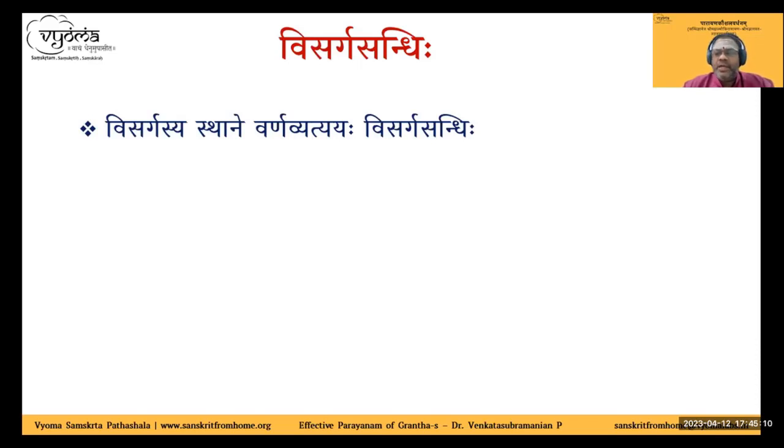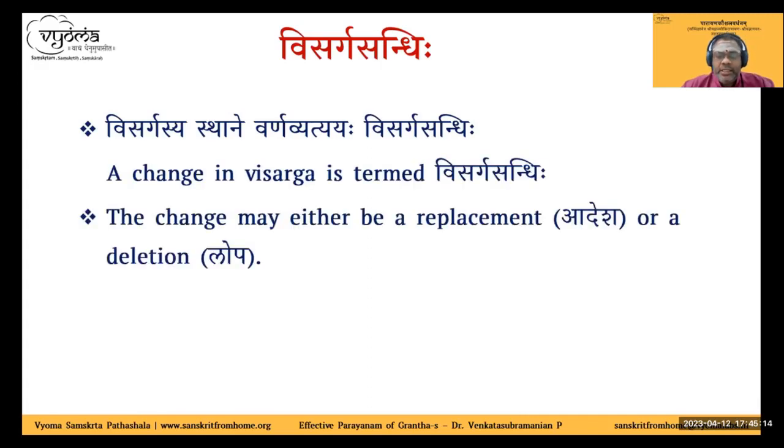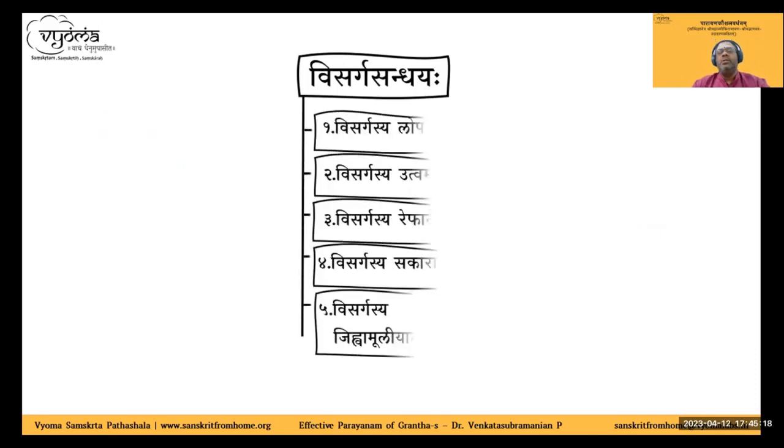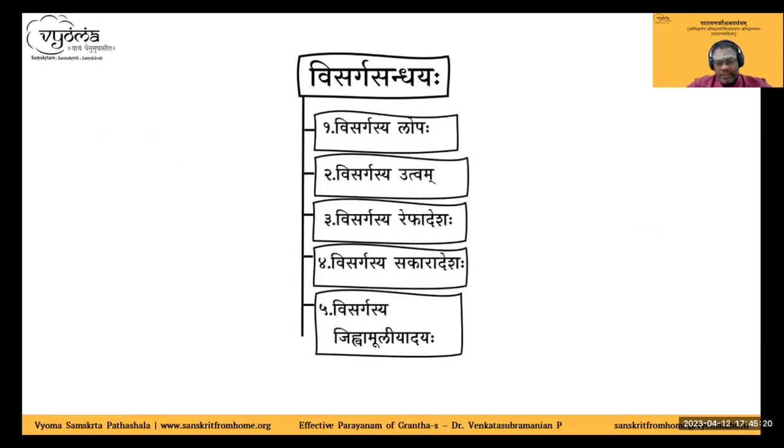Visargasya sthane varnavyatyayah visarga sandhi. A change in the visarga. The change can be adesha or lopa. Now, visarga lopa, visarga utva, visarga repa adesha, visarga sakara adesha, visarga jihvamuliya adi. These are all the changes which occur. We'll see that one by one. So 12 plus 5, 17 plus 7, 24 sandhis is what is there here.